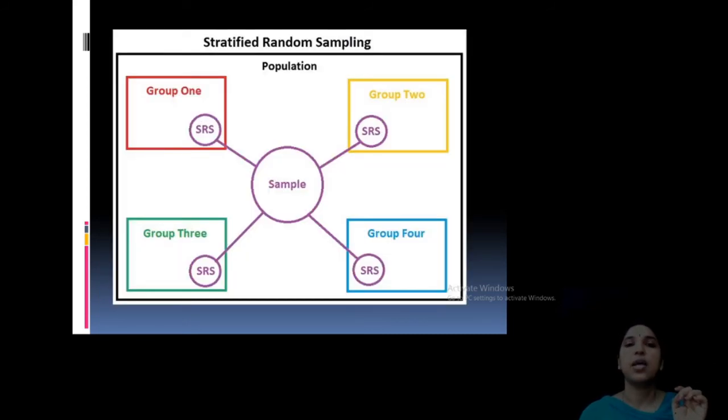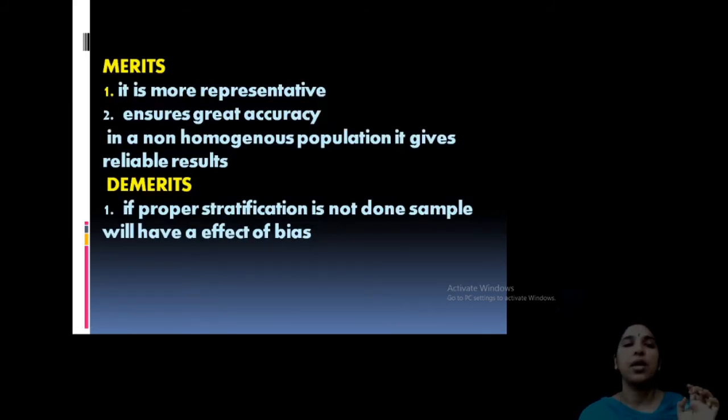Okay. Next. So this is stratified random sampling. The population is divided into subpopulations, groups 1, 2, 3, 4. Then you can take a sample. Okay, stratified random sampling. Clear? Now, the merits: it is more representative and ensures greater accuracy. In a non-homogeneous population, it gives good, reliable results. The demerit is that if proper stratification is not done, it will create personal bias or personal prejudice, and the results will not be correct.